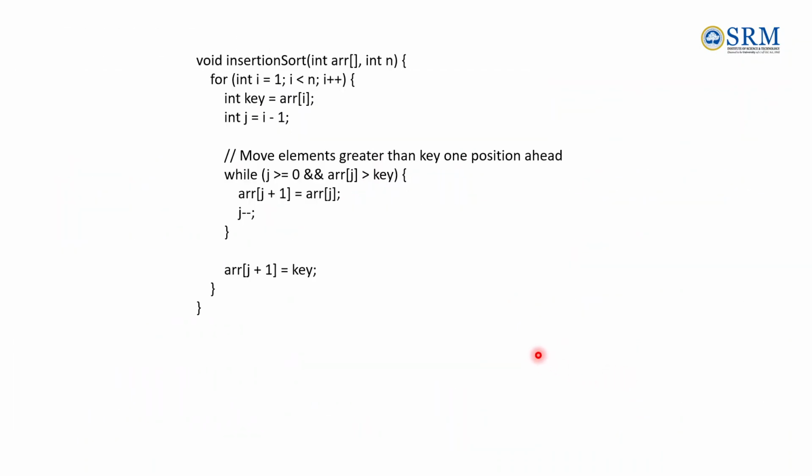So this is the code for insertion sort. I have a for loop as the outer loop, and then inside it a while loop, where we check the condition. The key is taken as the second element. Always in an array, the indices are 0, 1, 2, 3.